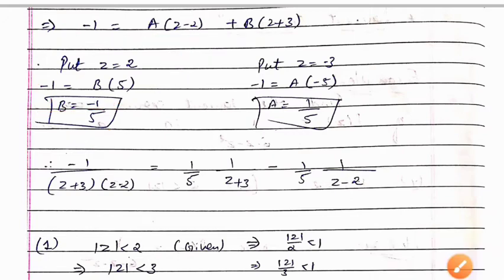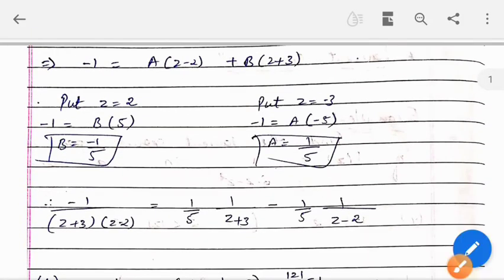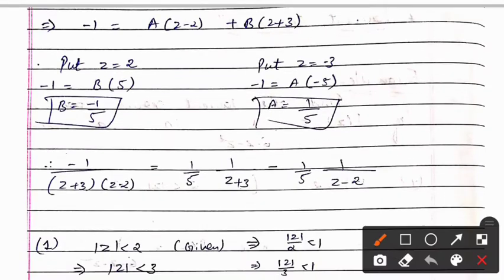Similarly, for the next value, I take z equal to minus 3 and put this value in the above equation. If I put minus 3 here, then the b term will become 0. Here this minus 1 will be as it is. Here I put minus 3, then minus 3 minus 2 will be minus 5 into a, right? Now I want the value of a. The minus sign will get cancelled, so I get a equal to 1 by 5.